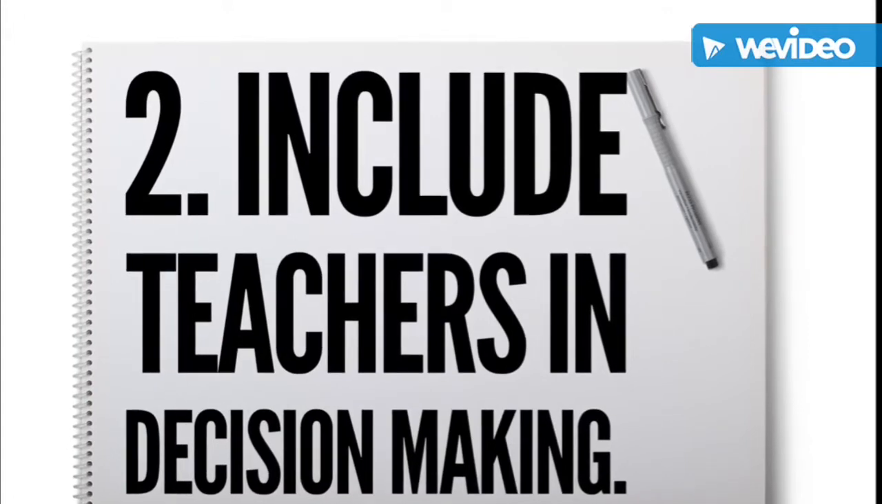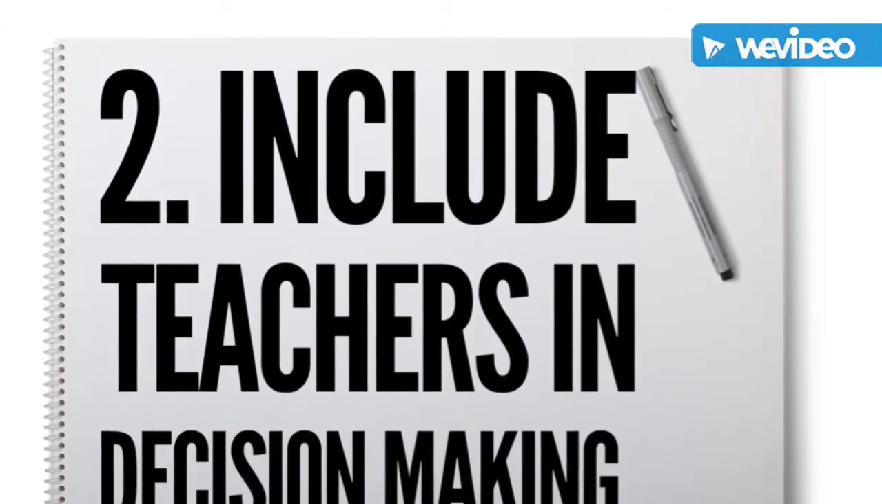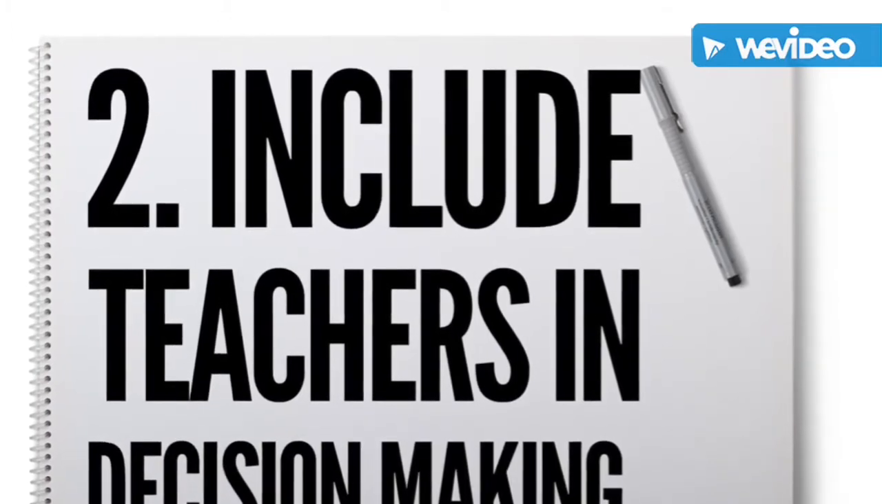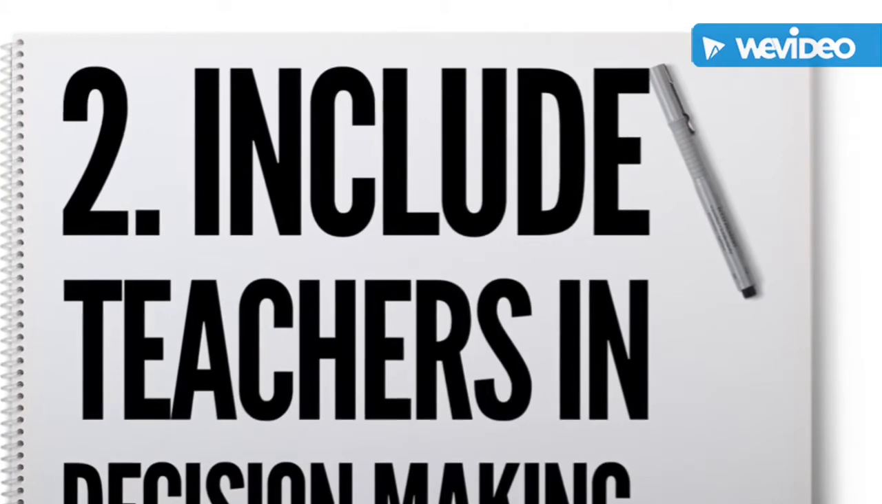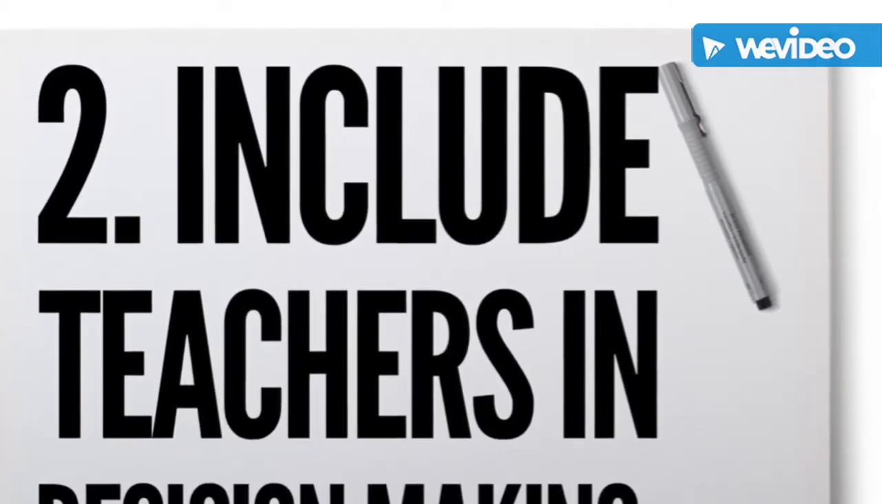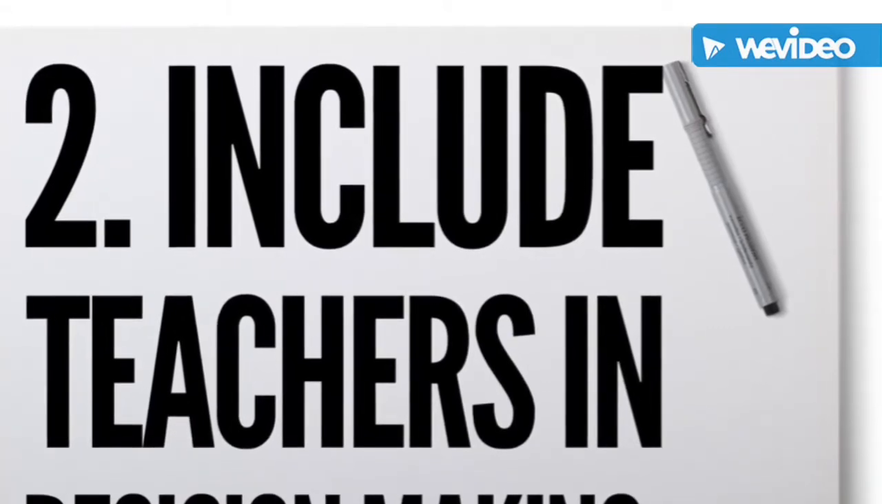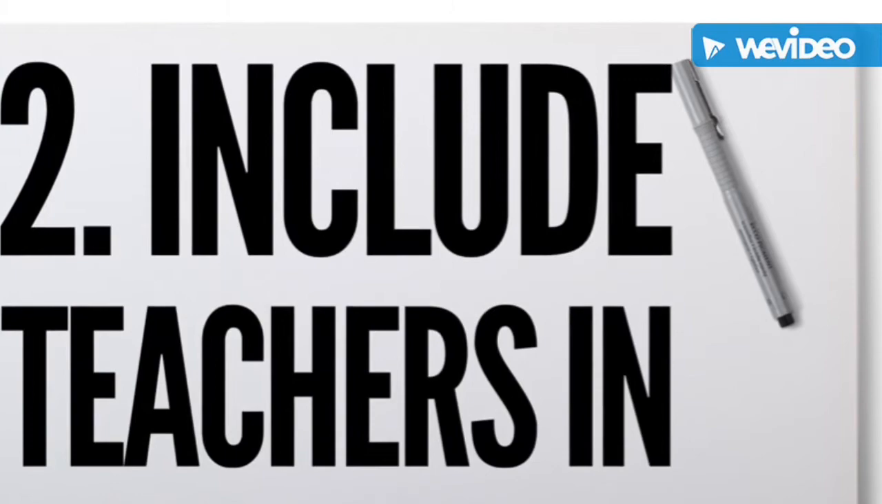Number 2, you can include teachers in decision making. All teachers want to feel like their voice is heard. Schools that empower their teachers with higher levels of autonomy report better student performance. And that's the goal for every school, right? When teachers feel empowered, they feel motivated, confident, and competent, which directly translates into their classroom.